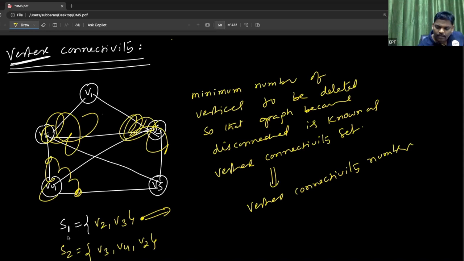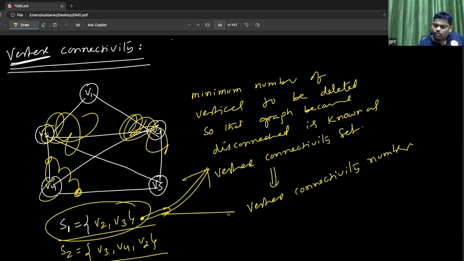See, by deleting these people, the graph became disconnected. Remember, this is called vertex connectivity. This is called the vertex connectivity set. Minimum number of vertices to be deleted so that the graph becomes disconnected is known as the vertex connectivity set. That number is how many people? 2 people. That is the vertex connectivity number, which is 2.